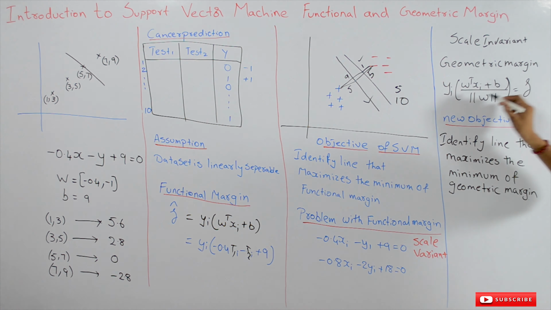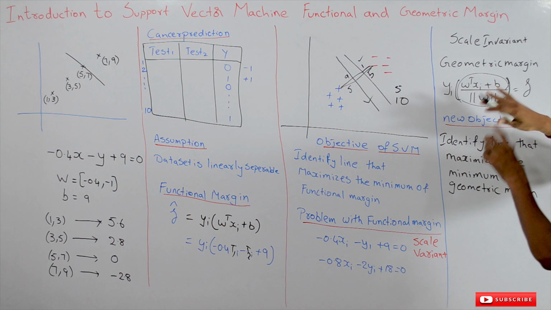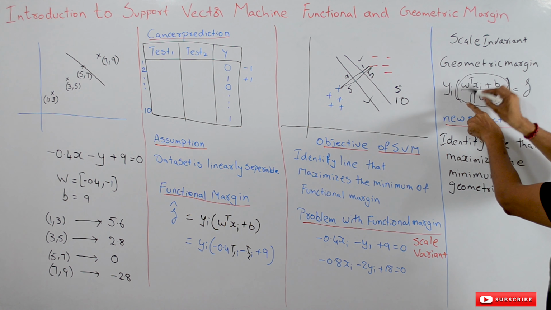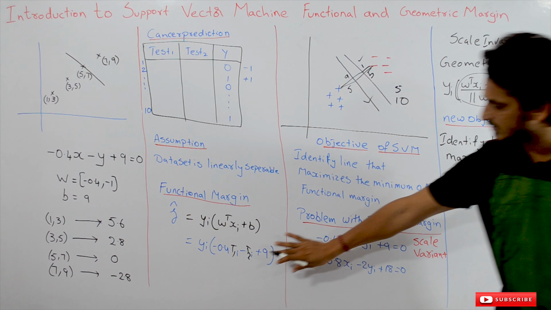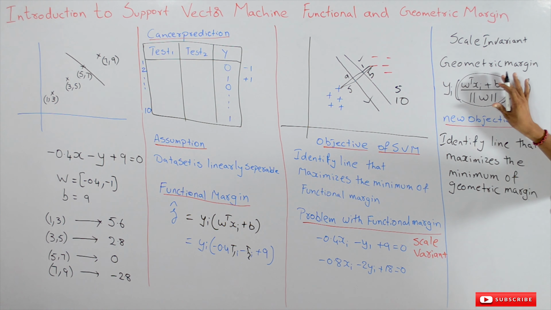What does this equation calculate? The distance of a point from the equation of the line. It is the same as our functional margin, W transpose Xi plus B, divided by the norm of W. All these basics were clearly discussed before logistic regression. We call this equation the geometric margin. Instead of functional margin, we use geometric margin, and it is scale invariant.